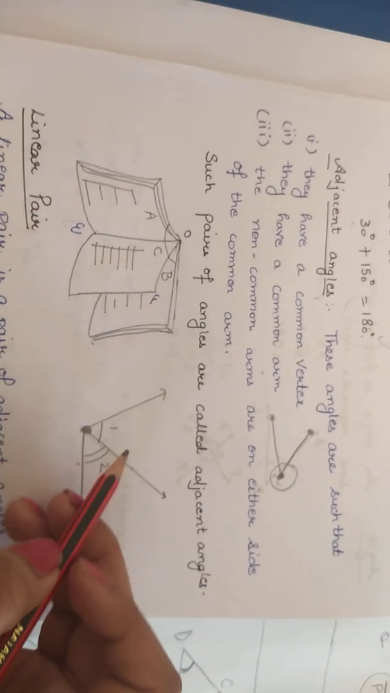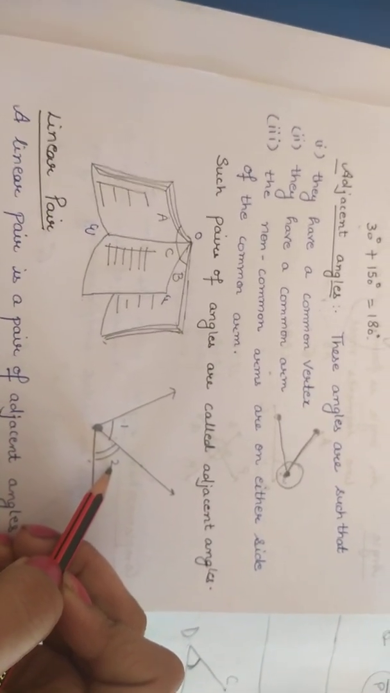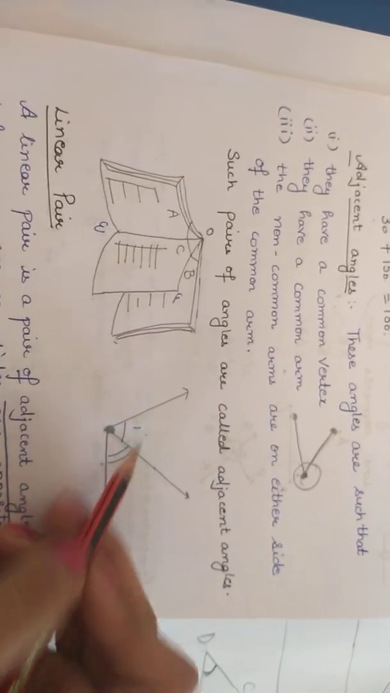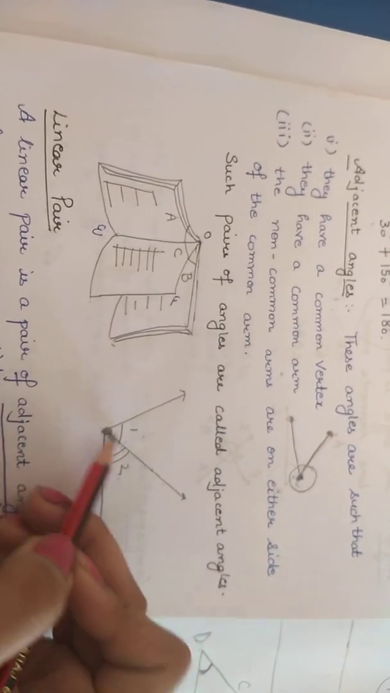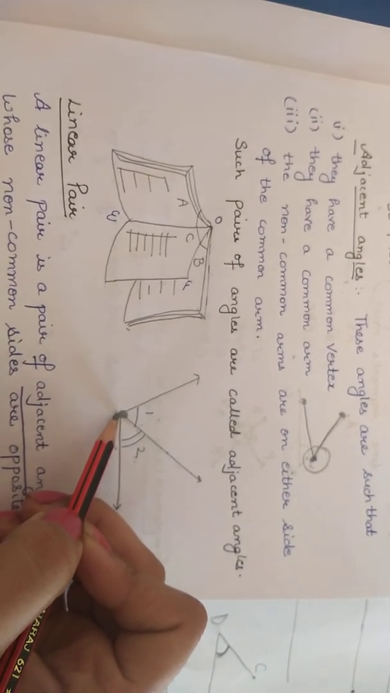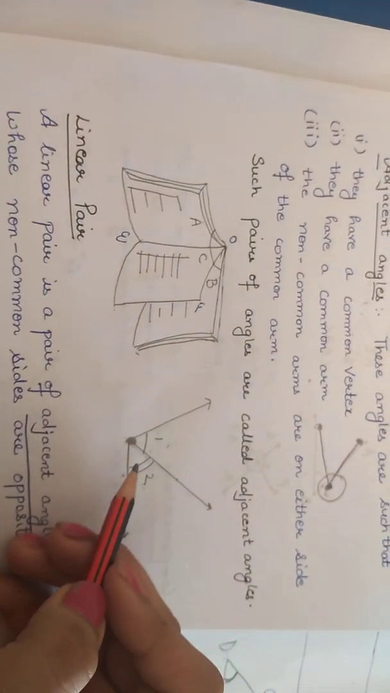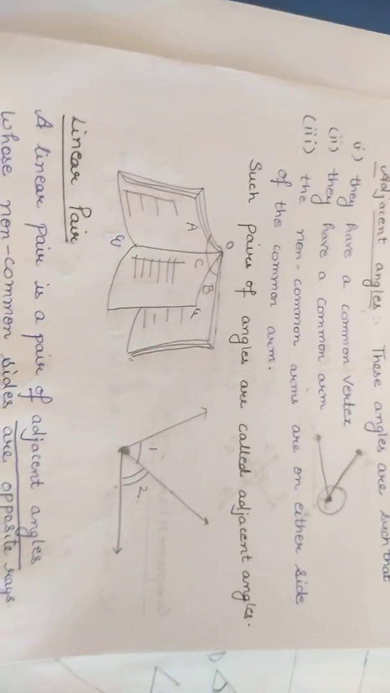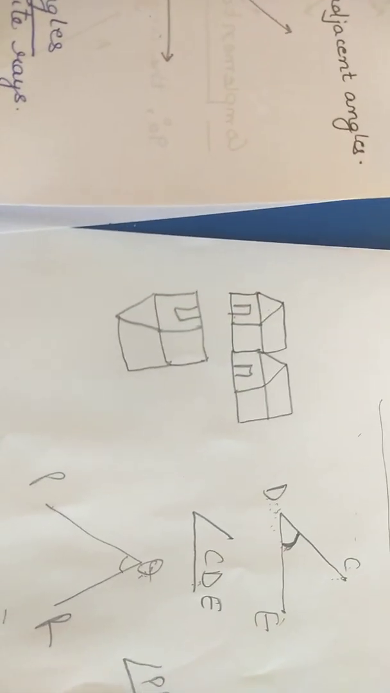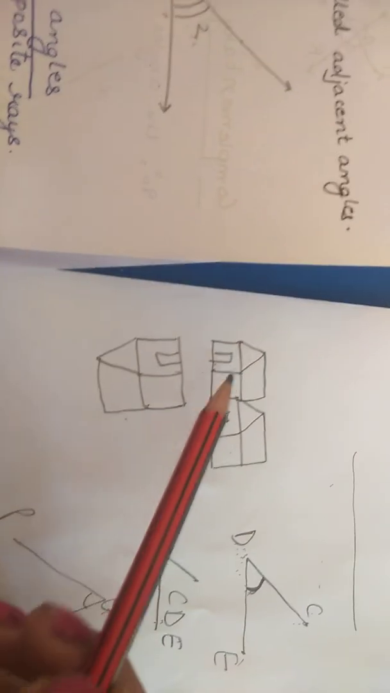So you can say that angle 1 and angle 2 are adjacent angles. Why are these adjacent angles? Because they have a common arm and a common vertex. Now bache, common arm means, see, here are 3 houses, 1, 2 and 3. Okay, so these 2 are opposite houses.